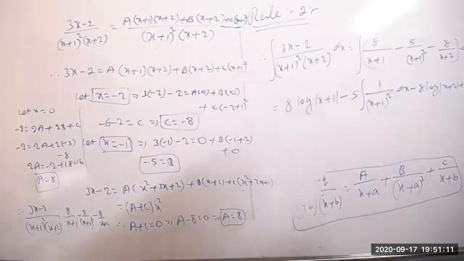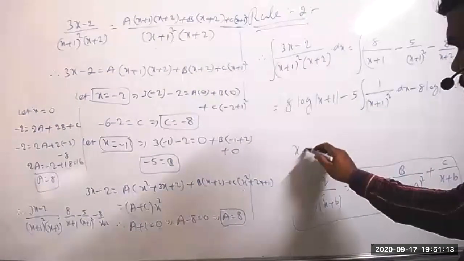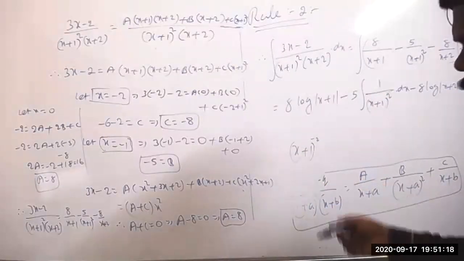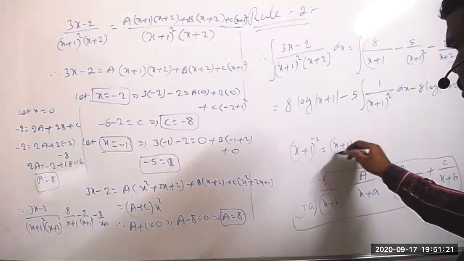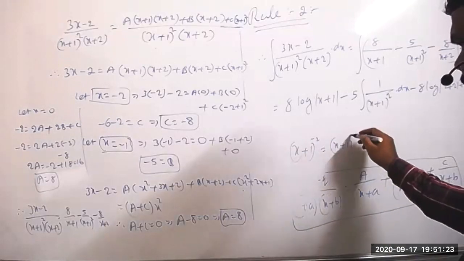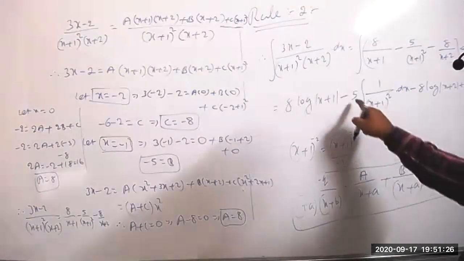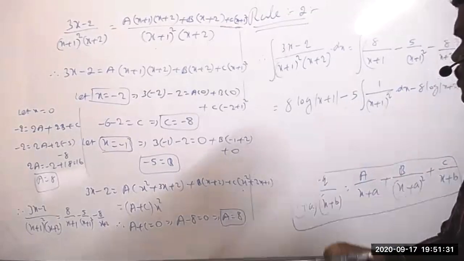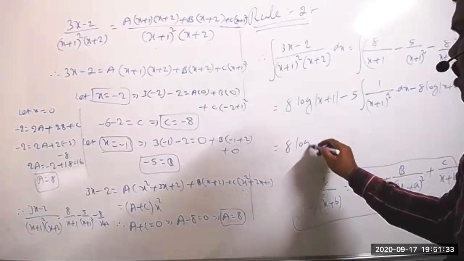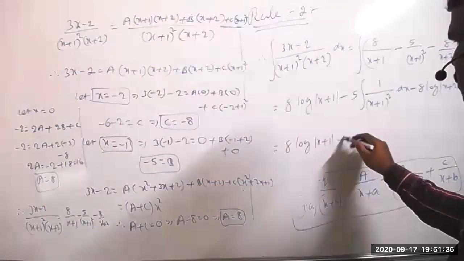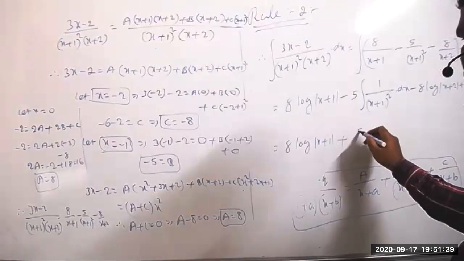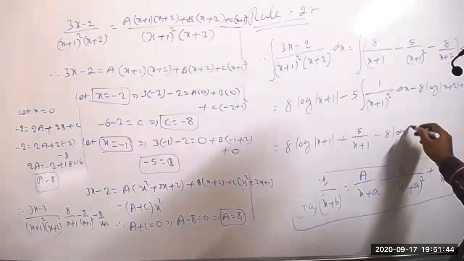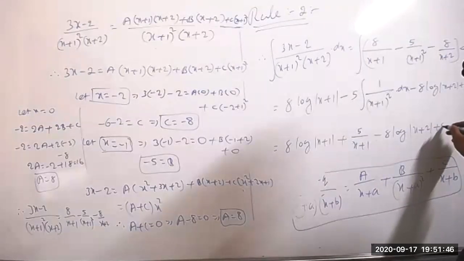Integration of 1 by (x plus 1) whole square. So this can be written as (x plus 1) whole power minus 2, like x power n. So this is (x plus 1) whole power minus 2 plus 1, we will get minus 1 by minus 1. So then it becomes positive, and clearly then what we are getting is 8 log modulus of x plus 1 plus 5 by x plus 1 minus 8 log modulus of x plus 2 plus c. This is the final answer for that.